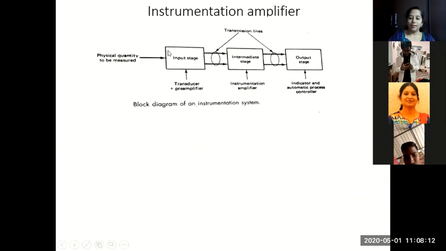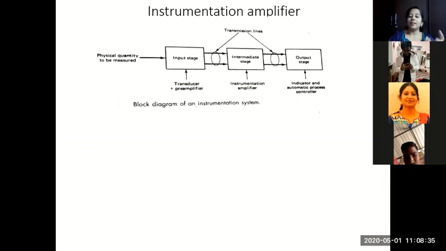The physical quantity to be measured will be connected as input to the transducer, and there is a preamplifier also present in this input stage. So what does this preamplifier do? At the site, wherever I am placing this transducer, remember the transducer will be a device like a thermistor. For example, if I have to measure the temperature in the furnace or boiler, I'll place a thermistor, which is a temperature sensitive resistor, right?